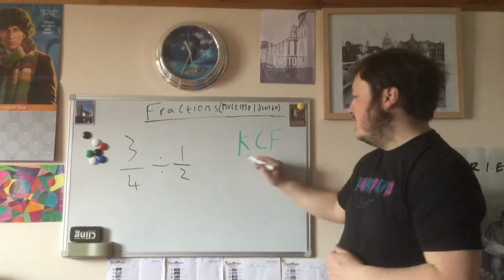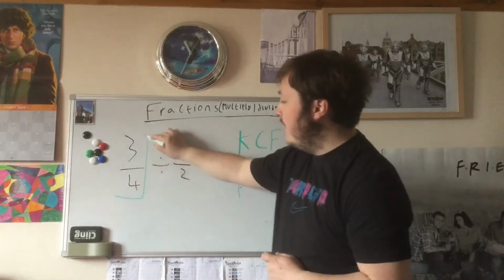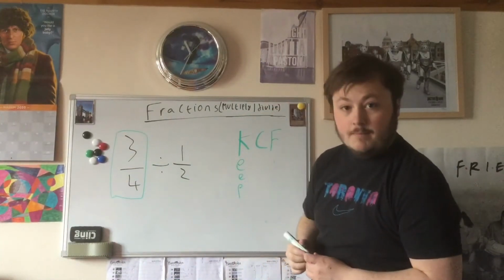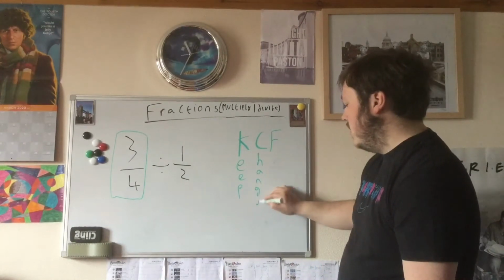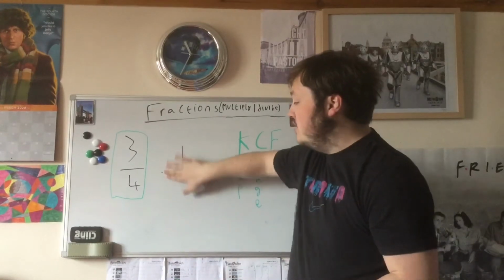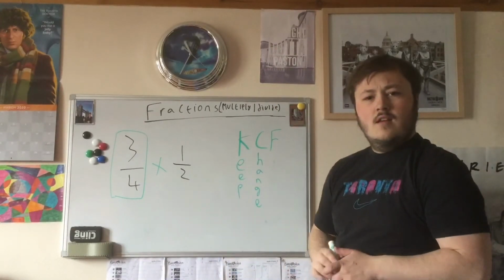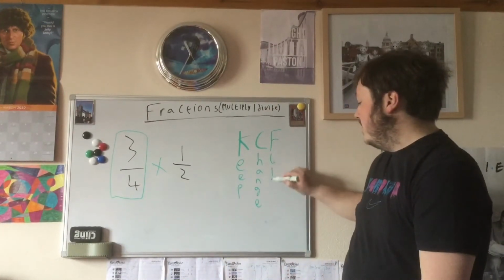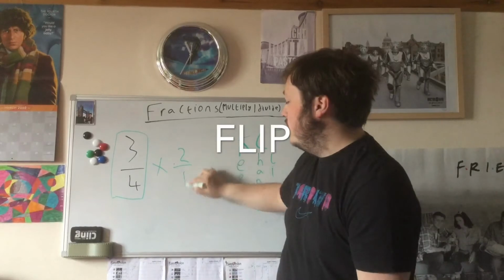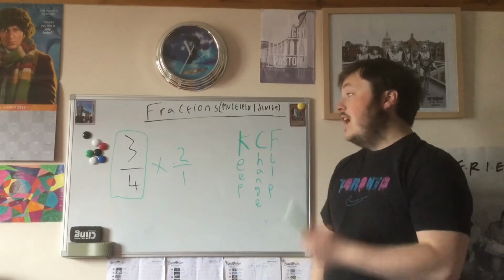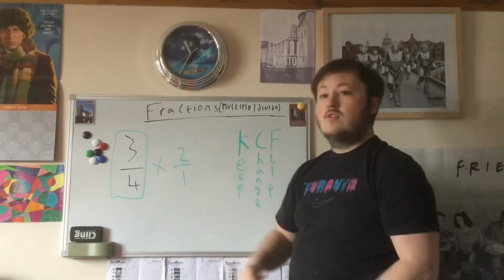The K stands for keep, as in we keep the first fraction the same. Change is what the C stands for, as in we change our division sign into a times. And the F stands for flip, where we flip our second fraction so it's opposite. Now we have a multiplication problem. 3 over 4 times 2 over 1.